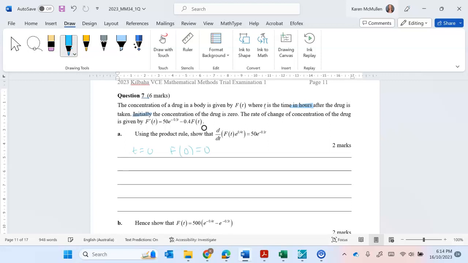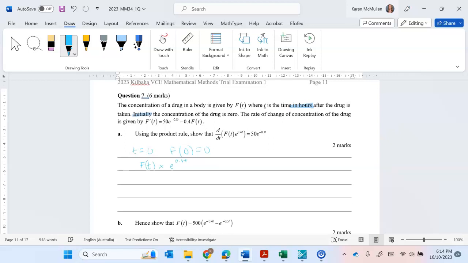is equal to 0. The rate of change of concentration of the drug is given by, okay, so it's given us the derivative. Using the product rule, show that the derivative of f of t times e to the power of 0.4t is equal to that. All right, so what I've written there I don't think we're going to need it. I just wrote it down because it was information from the question. All right, so we're basically finding the derivative of f of t times e to the power of 0.4t.